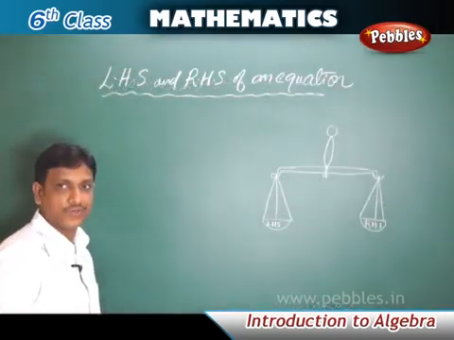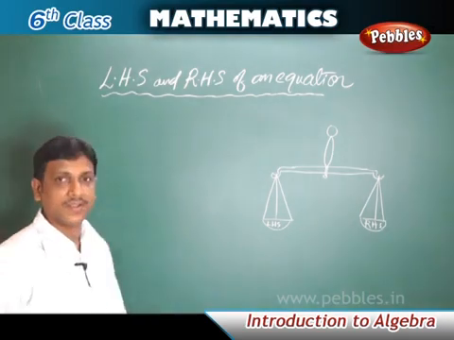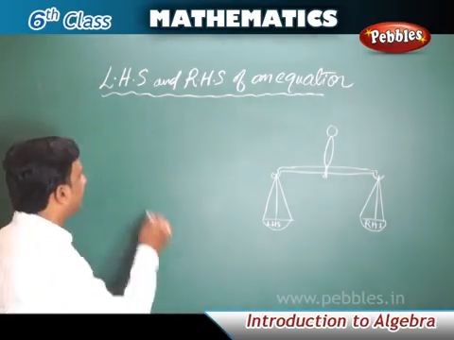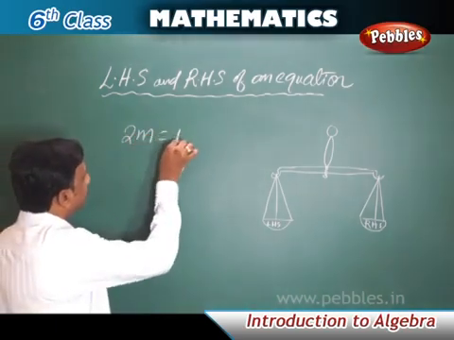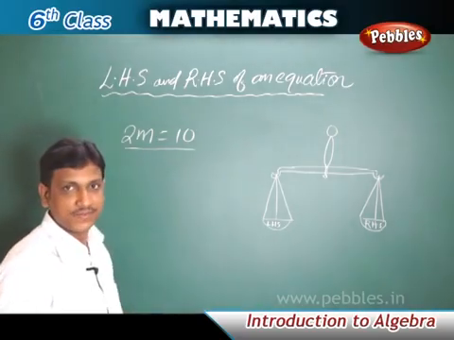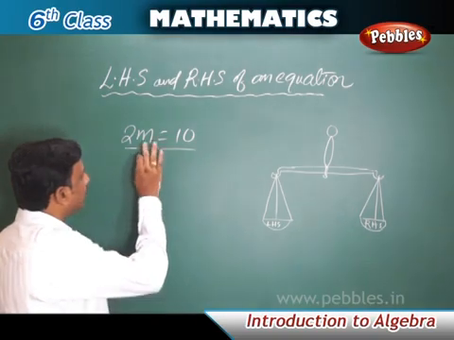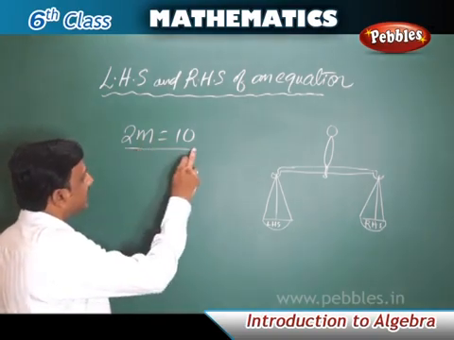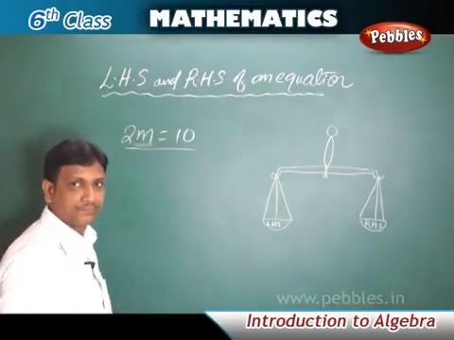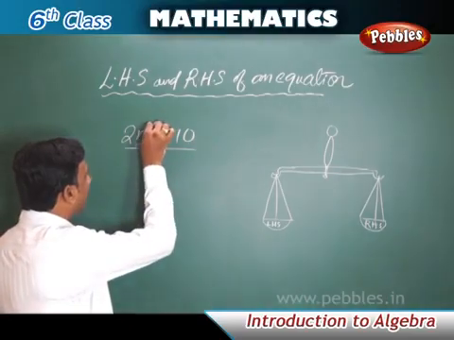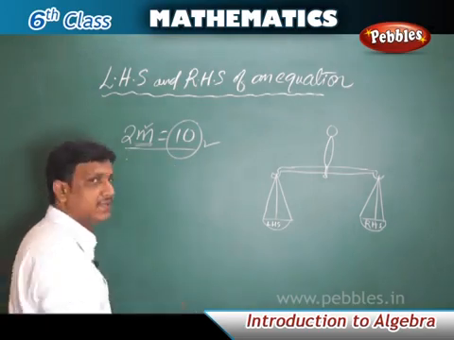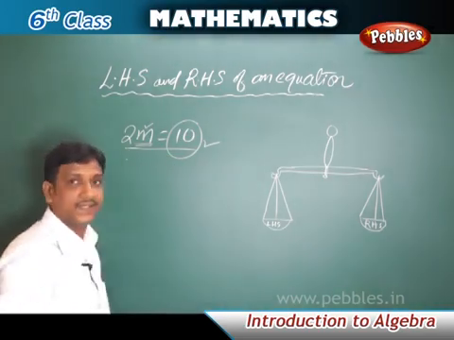LHS and RHS of an equation: LHS is the left hand side and RHS is the right hand side of an equation. For example, 2m is equal to 10. We can call this an equation when it is balanced on both sides, the left hand side and the right hand side. Here we don't know the value of m. The value of m and its product with 2 must be equal to 10. Then only you call it an equation. Otherwise this is not an equation.